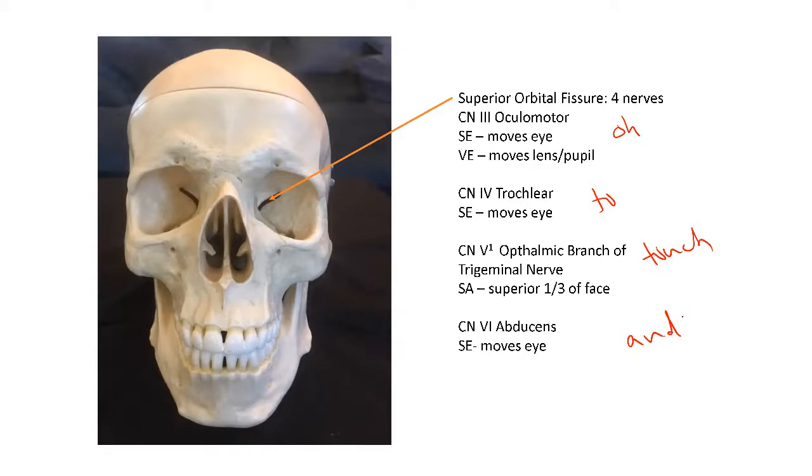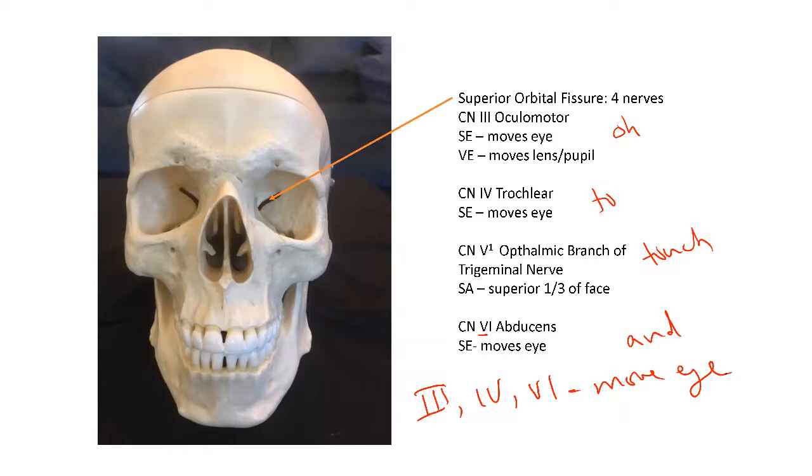Cranial nerve 4 is the trochlear nerve. It is also SE to move the eye. It moves one specific muscle. Now, you don't have to learn the names of the specific muscles that are being moved, just that we're moving the eye. And I'm going to skip down now to 6. The abducens also moves the eye. So what we see is 3, 4, and 6 all are moving the eye. I don't know if that summary will help or not.